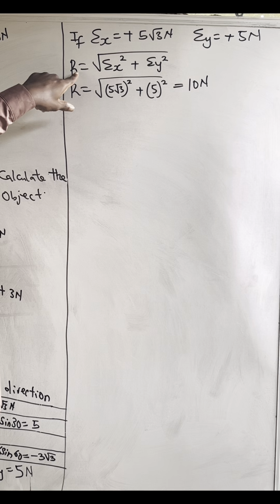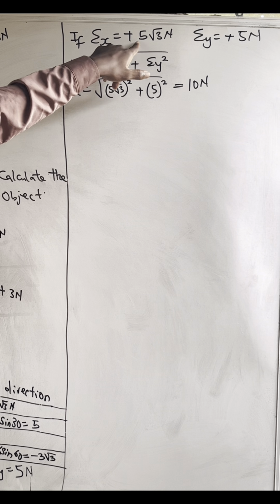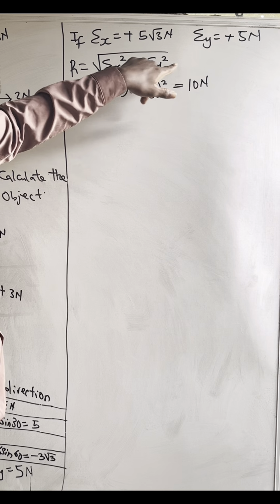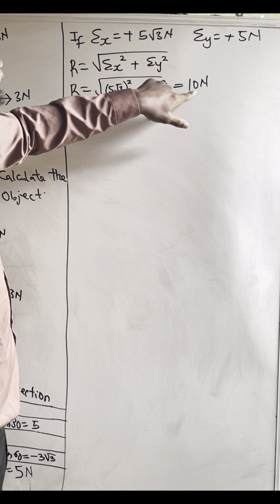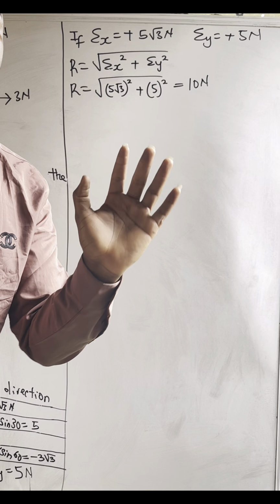So we are going to get our resultant by using the square root of summation x square plus summation y square. So that will be the square root of 5 root 3 square plus 5 square. Then we are going to get our R to be what? 10 Newton. Then guys, we will now draw the vector diagram.